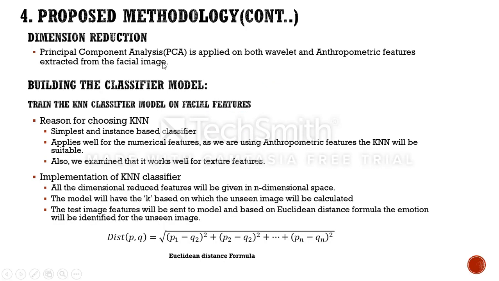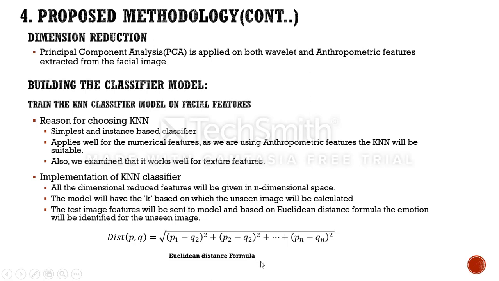For dimension reduction, as PCA has been used widely, I'm going to use PCA for my extracted features. Coming to the classifier models, why do I want to use KNN here? The reason for choosing KNN is that it is the simplest, an instance-based classifier, and it also applies very well to numerical features. As I'm going to extract the anthropometric features also, which are like measurements, I think KNN will work for that too. Also, there are many researchers who have used KNN along with wavelet features, so the combination will work for KNN. So I decided to choose KNN.